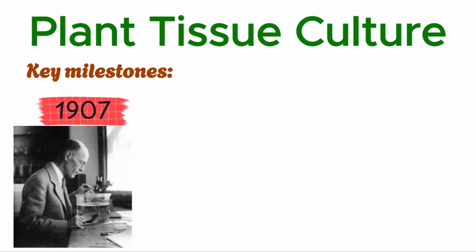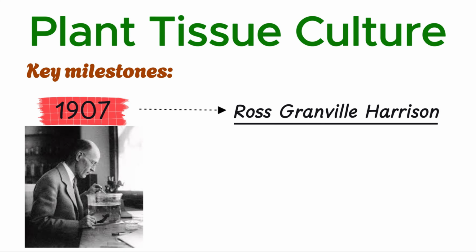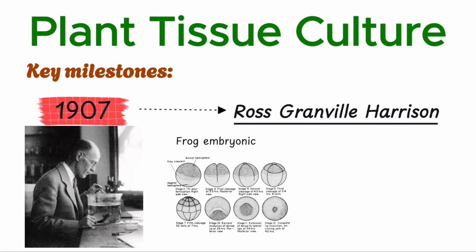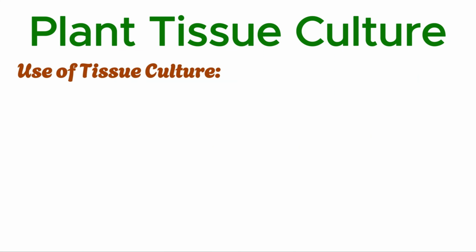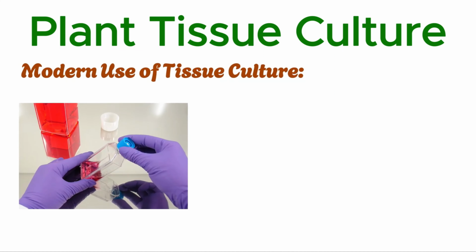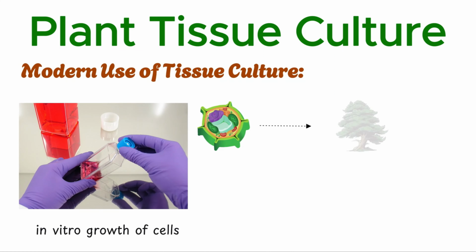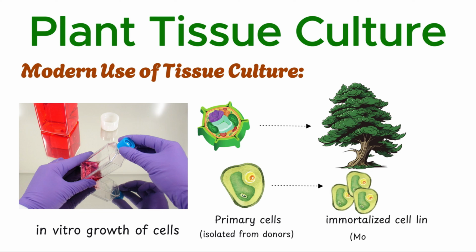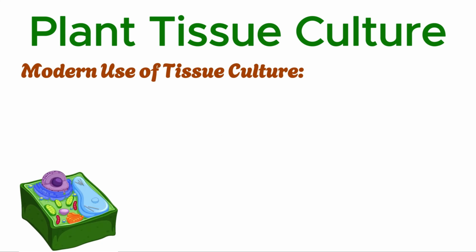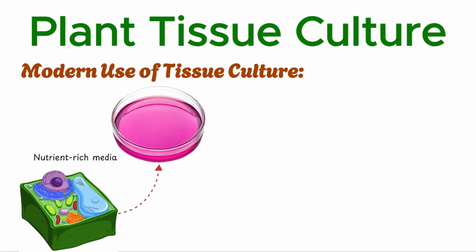In 1907, zoologist Ross Granville Harrison pioneered the growth of frog embryonic cells into nerve cells using a clotted lymph medium. Today, tissue culture encompasses the in vitro growth of cells from multicellular organisms, ranging from primary cells isolated from donors to immortalized cell lines. Cells are grown in nutrient-rich media essential for their survival and development.